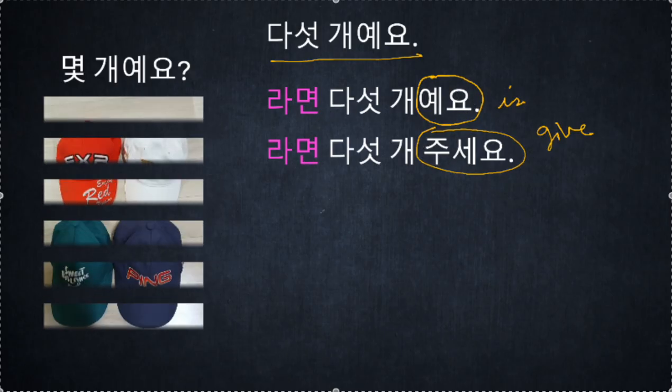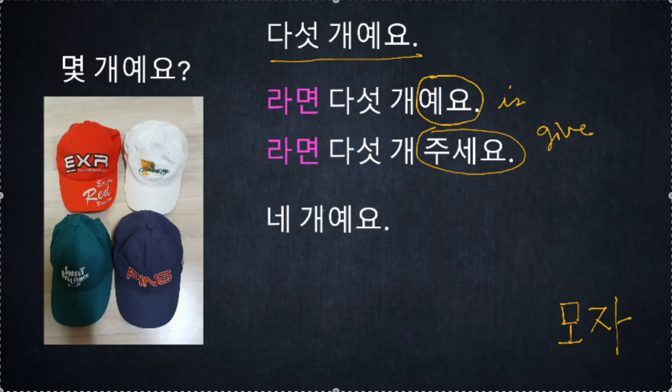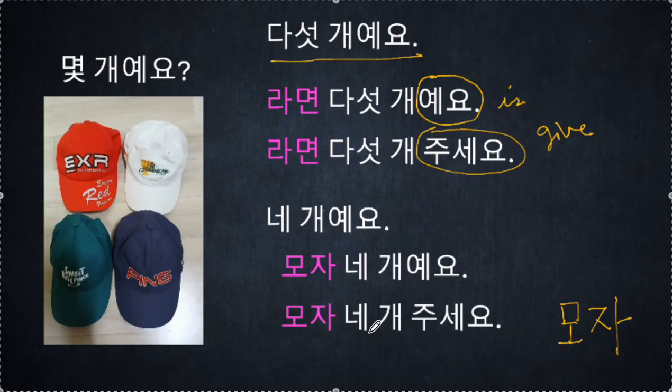Let's try this. Okay. 몇 개예요? Try to answer before I show you. Yeah. 4개예요. How would you say there are 4 caps? Caps is called 모자. Try it. 모자 4개예요. How would you say give me 4 caps? 모자 4개 주세요. 주세요 means give me. Okay? 모자 4개. 4 caps.